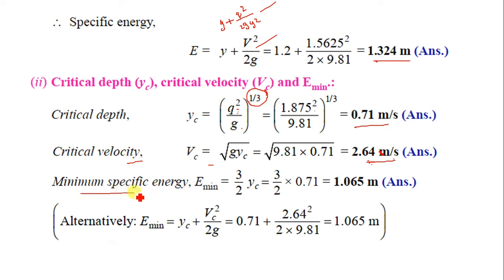And we have also derived the equation for E minimum. E minimum comes to 3 by 2 yc. So 3 by 2 into yc, already calculated as 0.71. Put that value here and you are going to get 1.065 meter. So you can find it that way also.